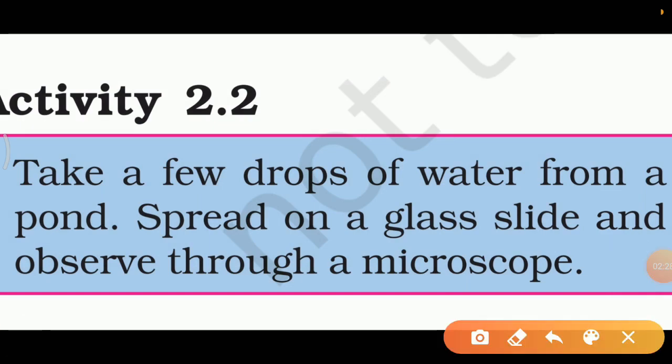To observe the presence of microorganisms in water, we will perform one more activity, activity number 2.2. In this activity, we will take a few drops of water from a pond and spread them on a glass slide and observe this through a microscope. As we observe, we will find some tiny organisms on the slide, which proves that microorganisms are present in the water of the pond.